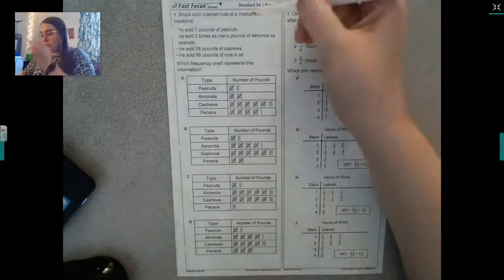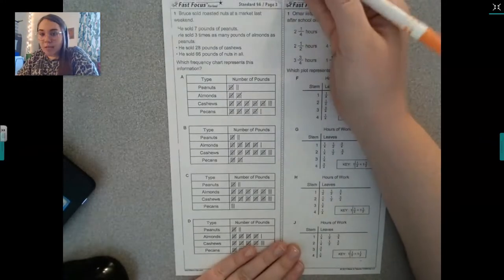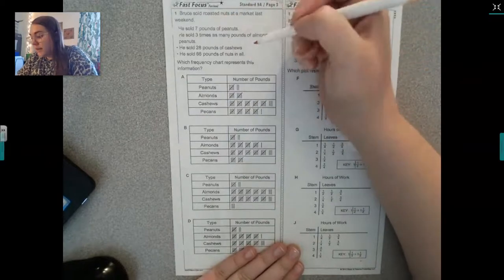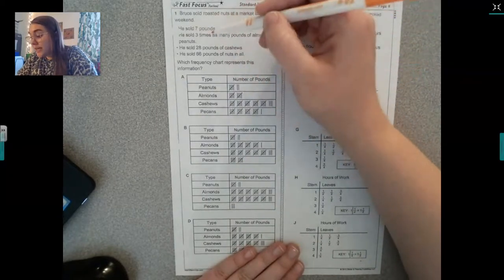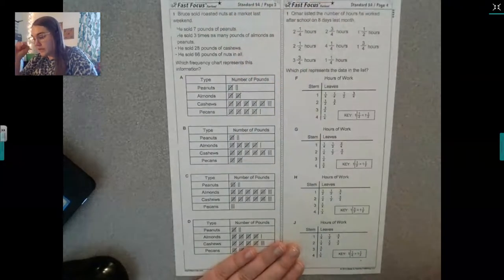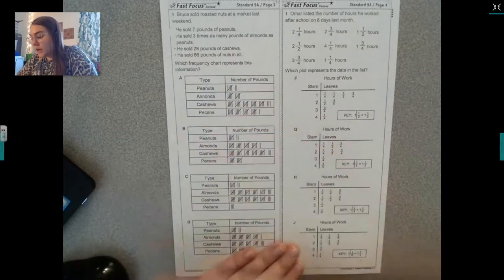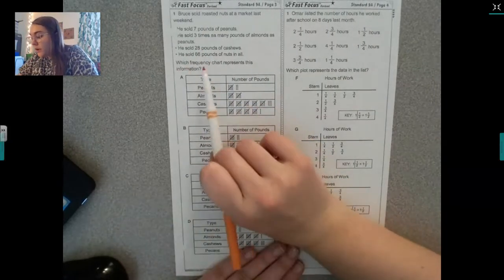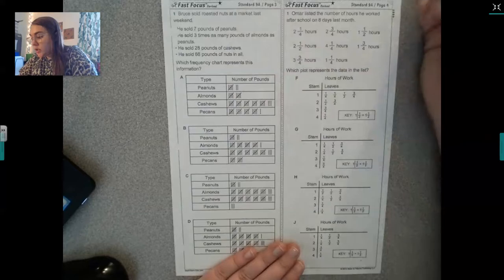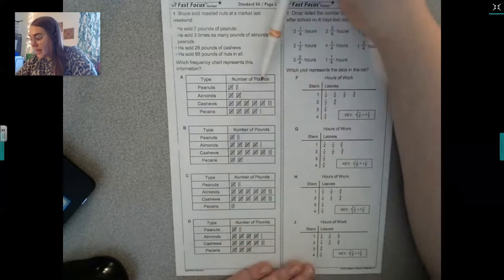Bruce sold roasted nuts at a market last weekend. He sold 7 pounds of peanuts. He sold 3 times as many pounds of almonds as peanuts. He sold 28 pounds of cashews and 66 pounds of nuts in all. Which frequency chart represents this information? So this is number of pounds.